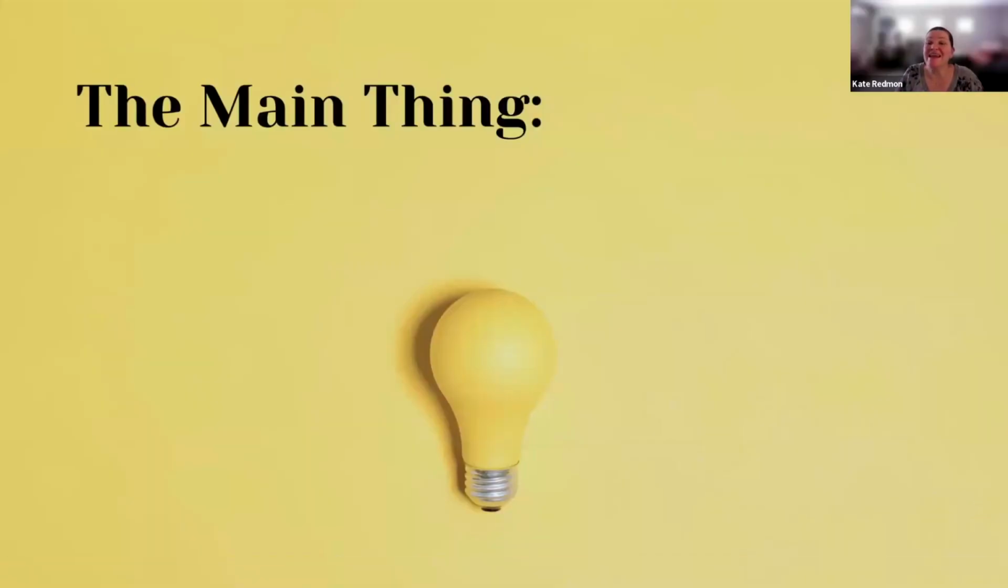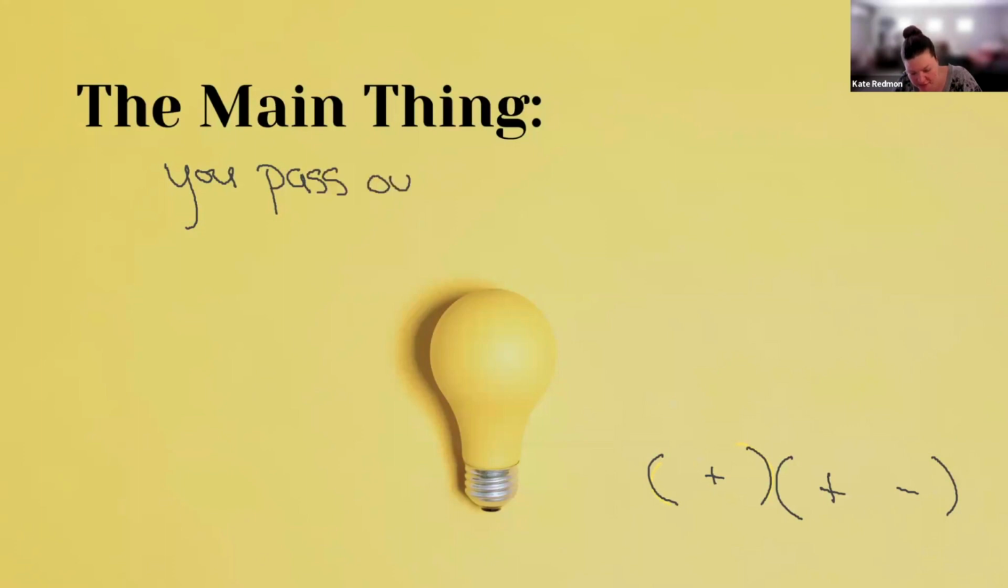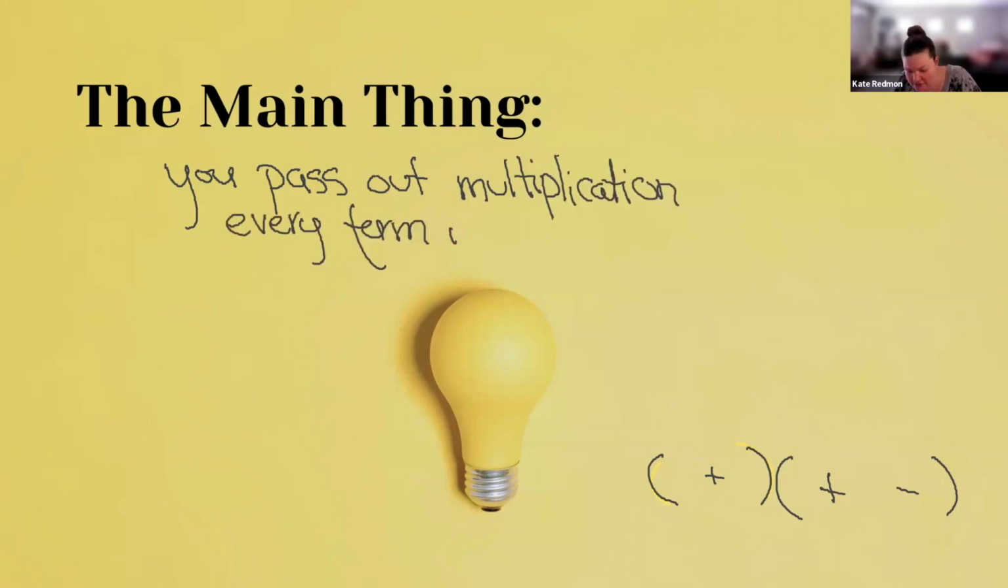So the main thing that I want you to walk away with today as we multiply polynomials, groups of terms by other groups of terms. As we do that, the first thing to know is you pass out multiplication, just like we saw last class, it passes out. And now we're just seeing more passing out because we have more terms. Every term in the first grouping has to get passed out to every term in the second grouping.